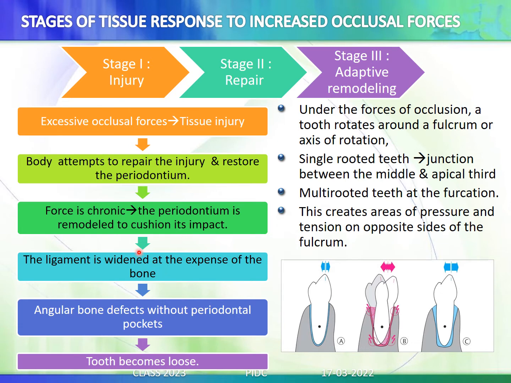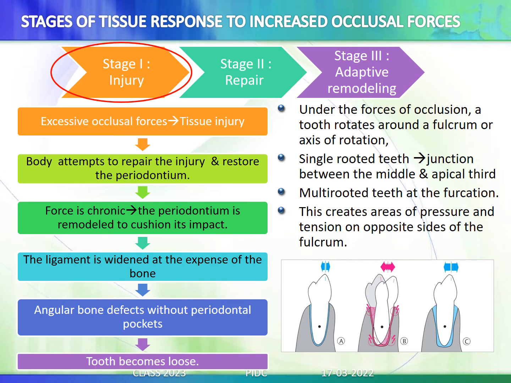How does it do this? It does so in several ways. One such way is that the periodontal ligament is widened at the expense of the bone. Because of this, there could be some angular bone defects, but this is without the presence of a periodontal pocket. So the pathologic factor is not there, but you do have some amount of angular bone defects. Because of these bone defects, the teeth become loose. So this is the ultimate of the three stages occurring in the tissues in case of increased occlusal forces. So to start with, stage 1, that is the stage of injury.